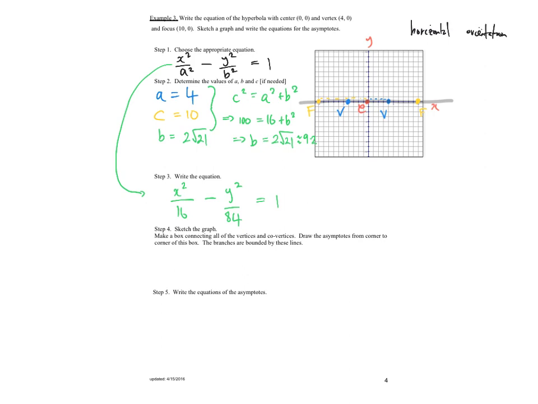Let's now sketch the graph. We'll do this by adding in our co-vertices. So those are going to be on the y-axis. Our b was a little greater than 9. So we're going to have a co-vertex there, and a co-vertex on the other side of the centre. I can now use my vertices and co-vertices to add in our special rectangle. It will give us our slant asymptotes, as the diagonals of this rectangle passing through the origin, the centre of the hyperbola.